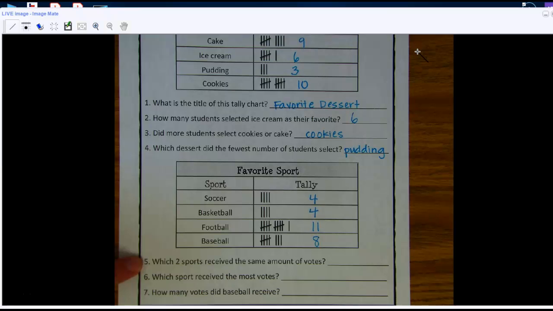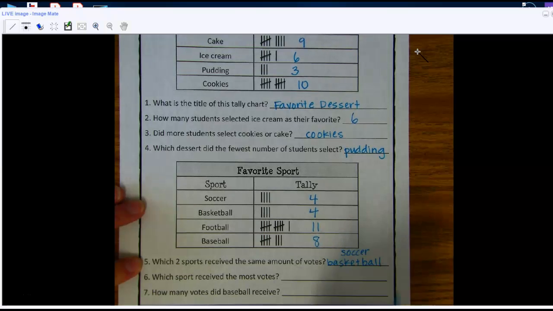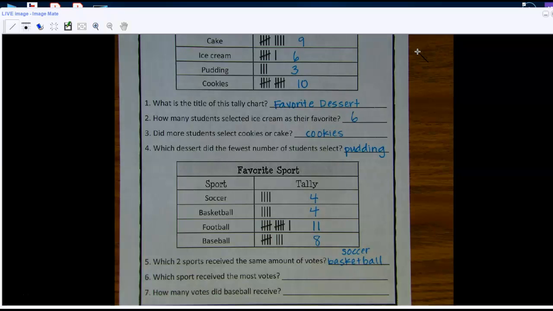Which 2, Emsley? Right, soccer. So I'm going to write this one kind of at top and then basketball at the bottom here. So I can fit them both in there. Soccer and basketball.